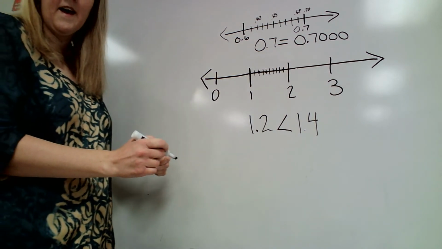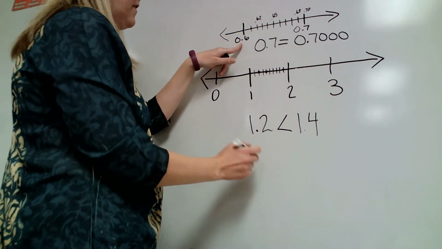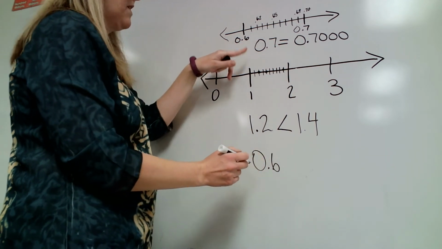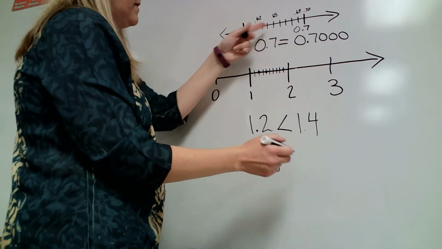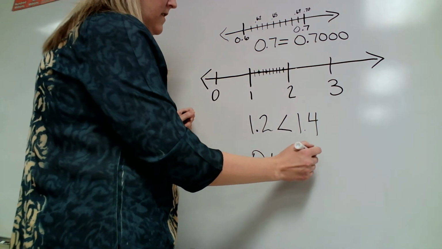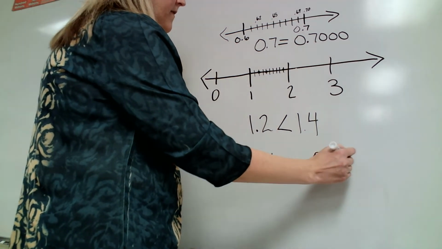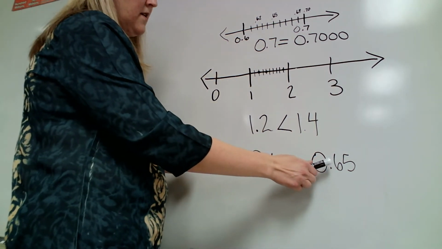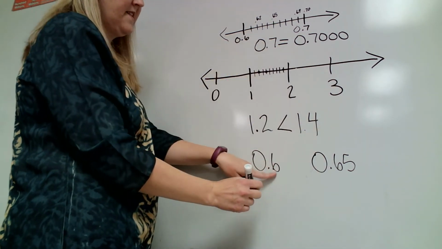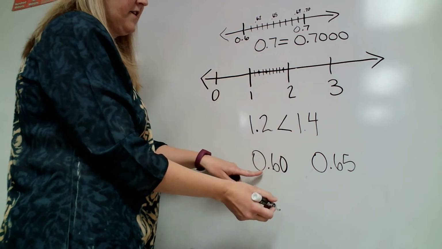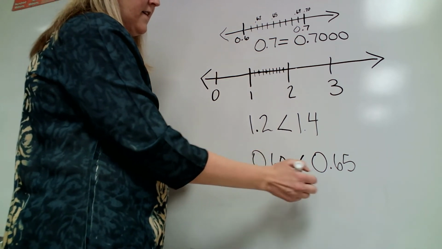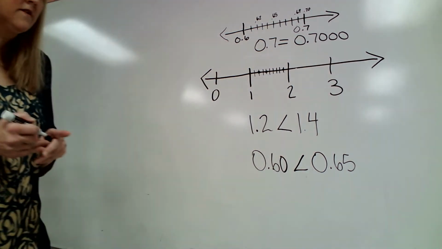Now, let's say that I had this 6/10 here, and I'm comparing that to 65 hundredths. 65 hundredths is going to be more than just the 6/10 or 60 hundredths. So 60 hundredths is going to be less than 65 hundredths.